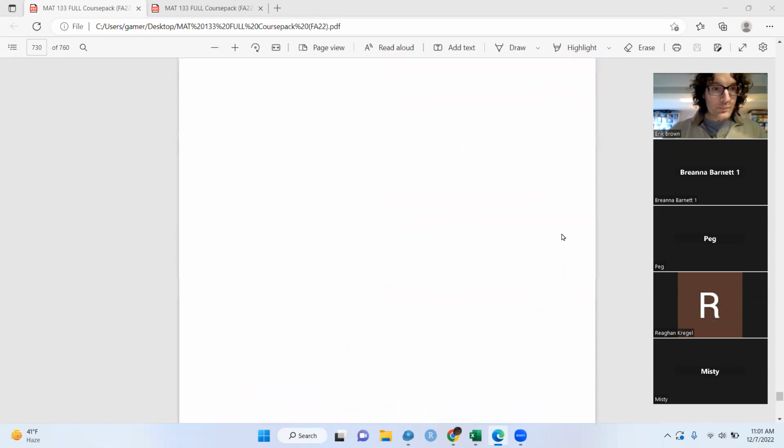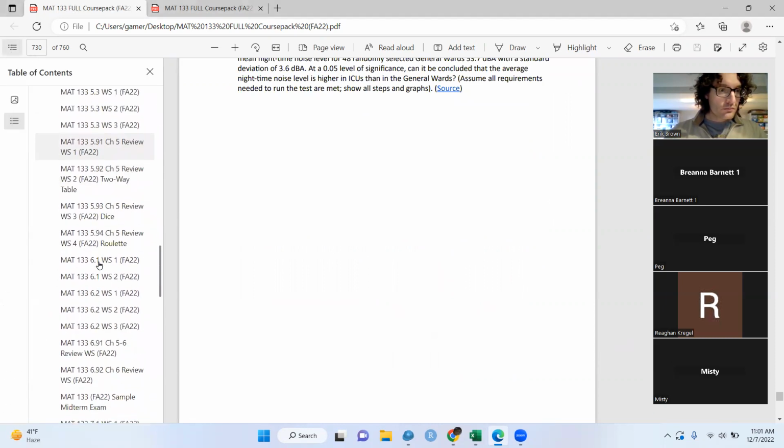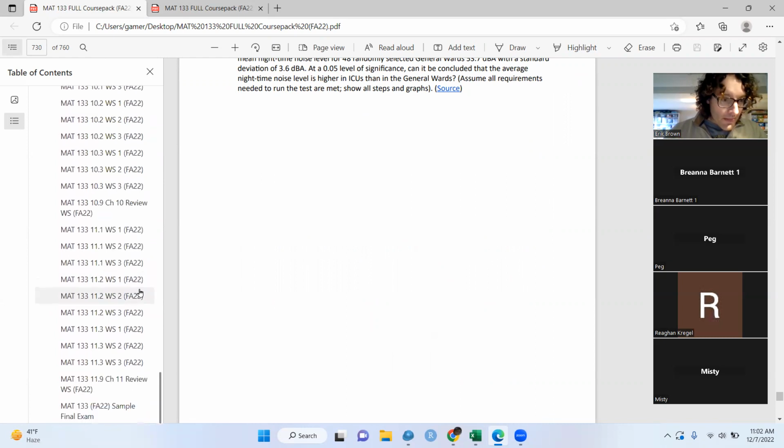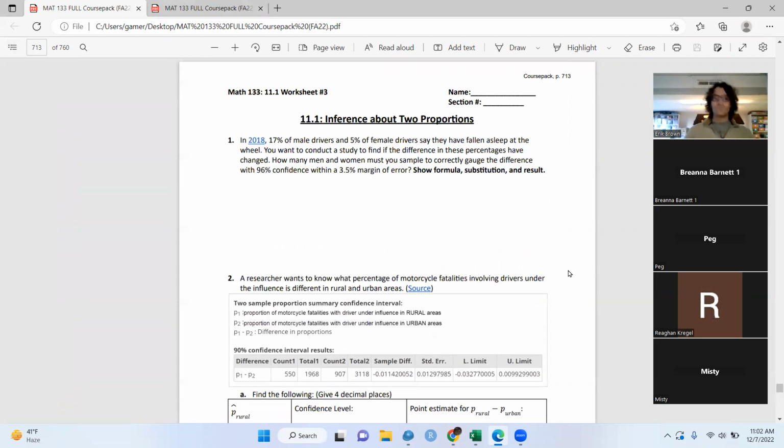Okay, so in the 11.1 worksheet number 3, we had the very first problem where we had to show formula substitution and result. We're given the confidence level, the margin of error, alpha, and then it's a percentage. But I was stuck. I went into stat, prop stat, 2 sample summary, and there's no observations, and I am lost on how I find those numbers that I needed.